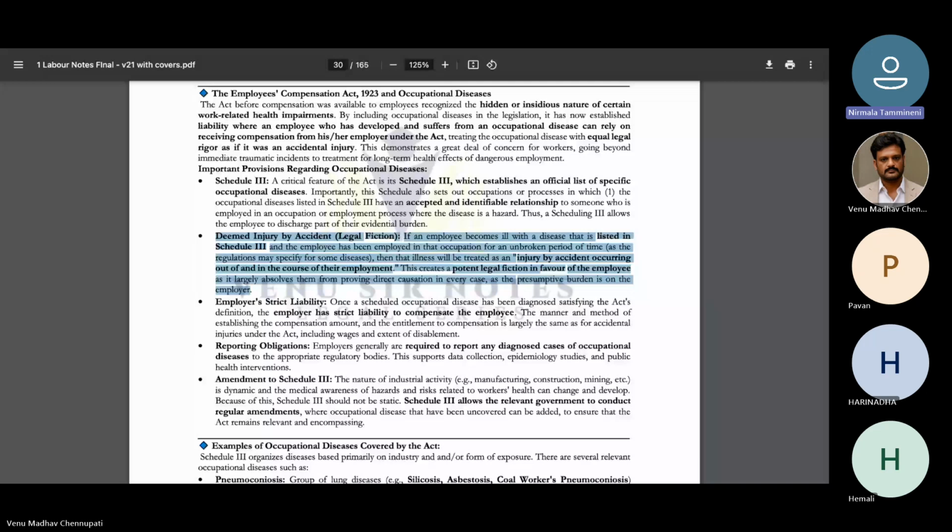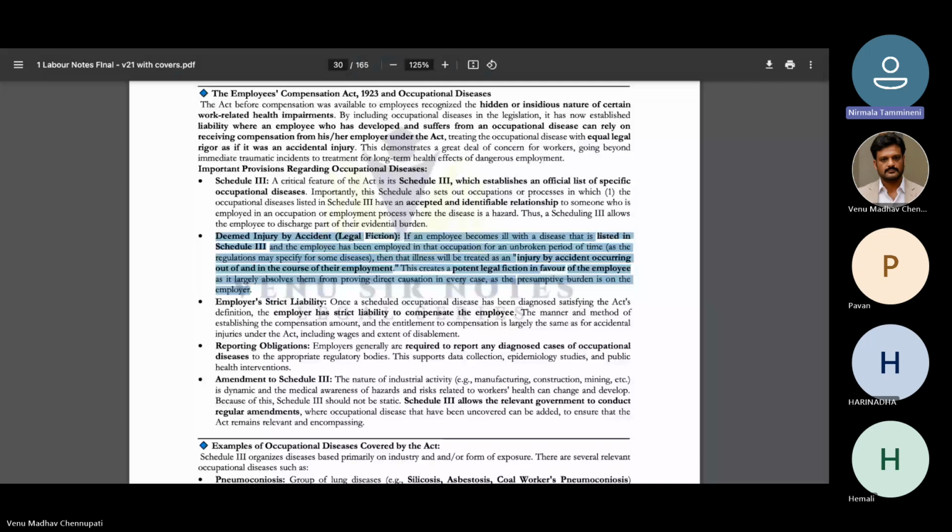Between the work and the disease is established. Next point is reporting obligations. Employers generally are required to report any diagnosed case of occupational diseases to the appropriate regulatory bodies. This supports data collection, epidemiology tests, and public health interventions. So employers are supposed to disclose that working here will cause it.